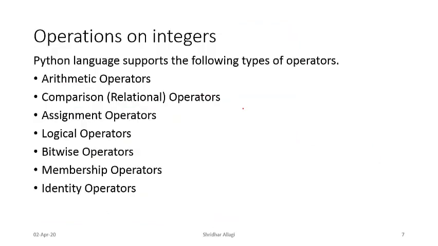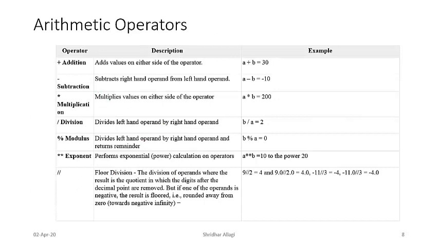Then we'll study some different operations on integers. The Python language supports the following types of operators. First one is arithmetic operators, second one is relational operators, third one is assignment operators, fourth logical operators, bitwise operators, membership operators, and identity operators. Now first we'll study the different types of arithmetic operators.